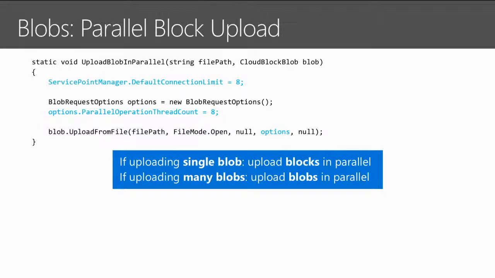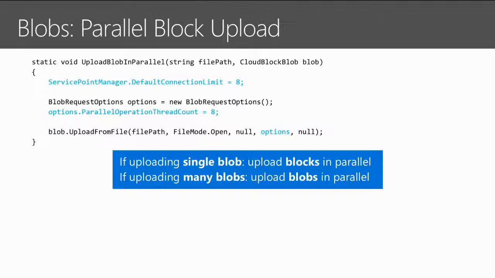Parallel block upload. This is super easy to do, and it's going to make things a lot faster. If you're doing a single blob upload, it takes just a couple lines of code there to say, upload the blocks in parallel, right? Increase the connection limit, increase the thread count, and actually the client library will handle everything from there. In this particular version, it'll do 8 threads at a time. That seems to be a pretty good number to use. This can make things much faster using multiple connections to speed things up.